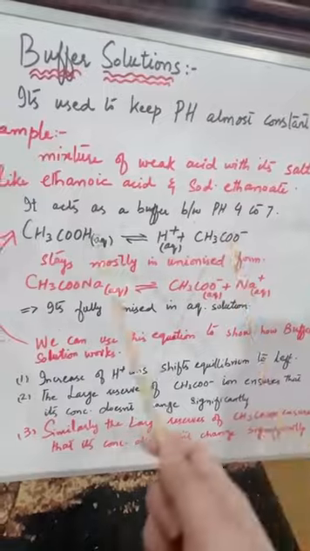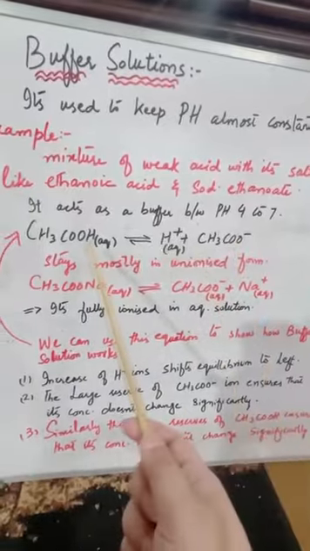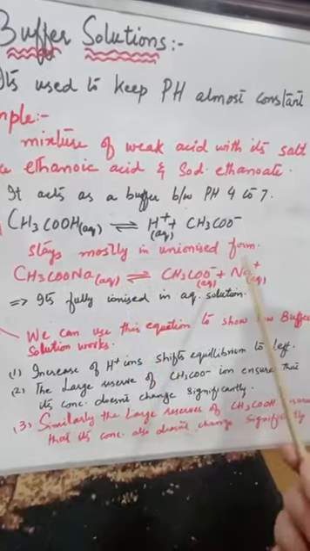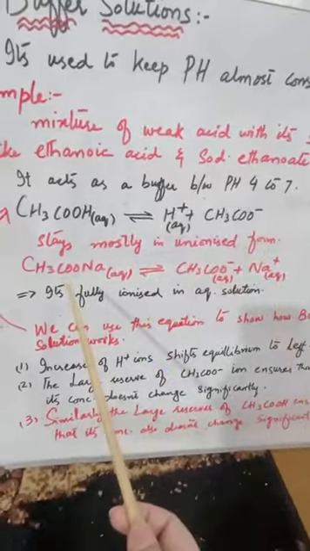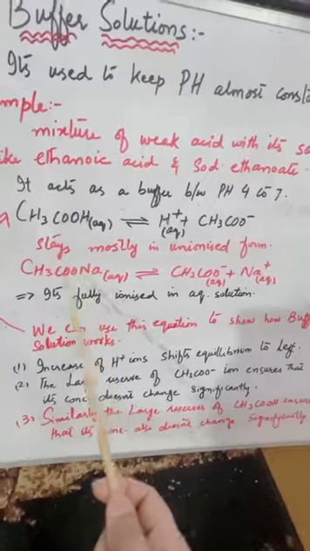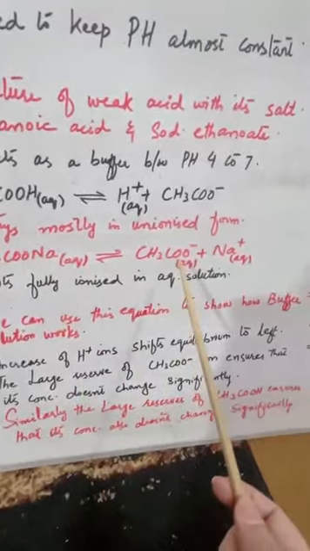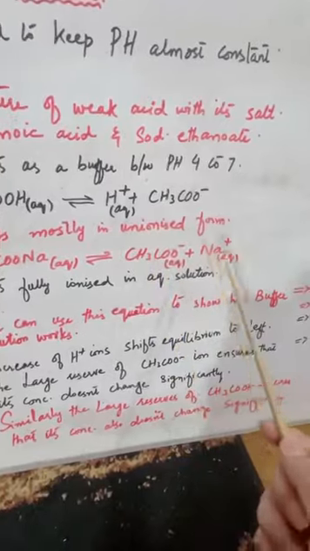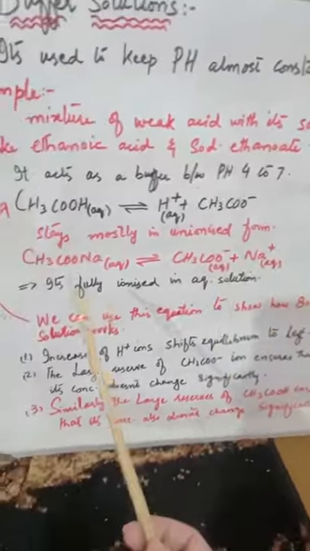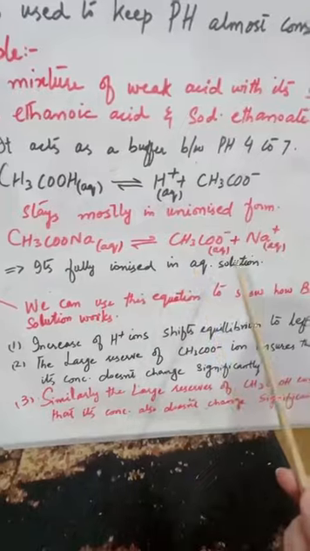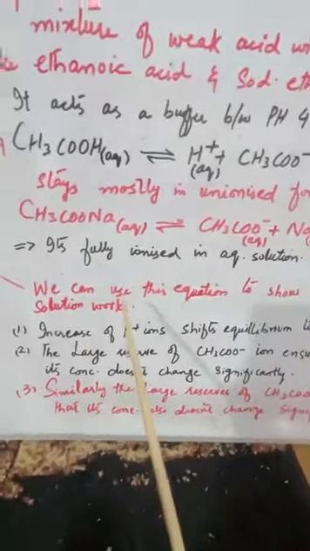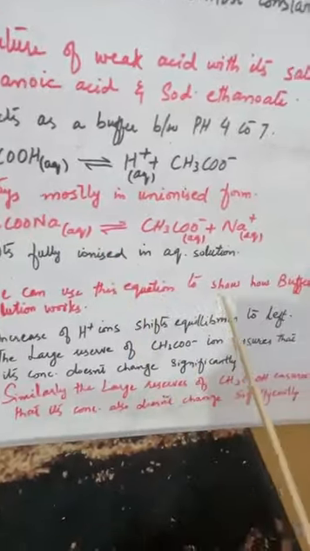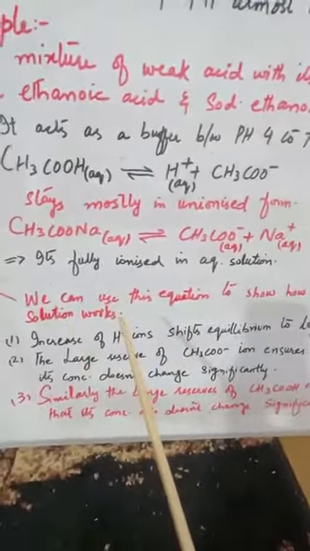Now students, the ionization is very little because it's a weak acid. It stays mostly in unionized form. Now if you see its salt, that is sodium ethanoate, it completely ionizes into the ethanoate ion, that is the acetate ion, and the sodium positive ion. This salt is fully ionized in aqueous solution. We can use this equation to show how a buffer solution works.